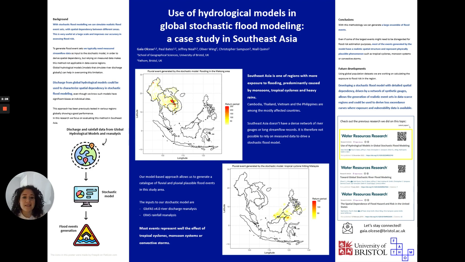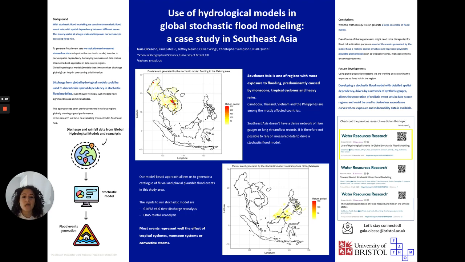We've been then analyzing the outputs of the model by comparing them to historical events, and the results so far show that most events represent well the effect of physically plausible phenomena, such as tropical cyclones, monsoon systems, or convective storms. And you can see two examples of events generated by our model in the central part of the poster.